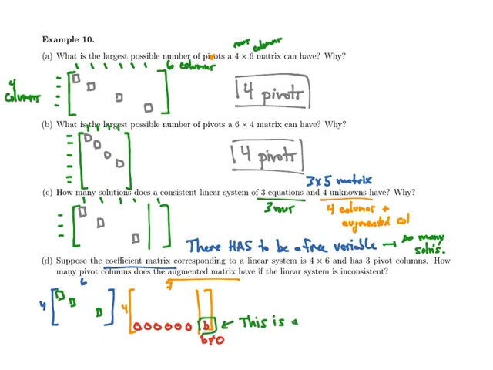And this is another way to describe an inconsistent system, that there is a pivot in the last column, in the augmented column. So how many pivots does the augmented matrix have? The answer would be 4 pivots. If there are 3 pivots in the coefficient matrix, one more pivot.